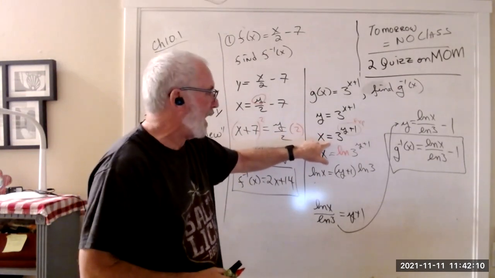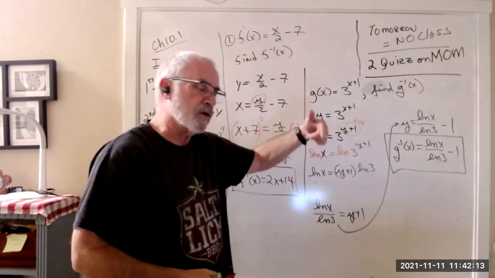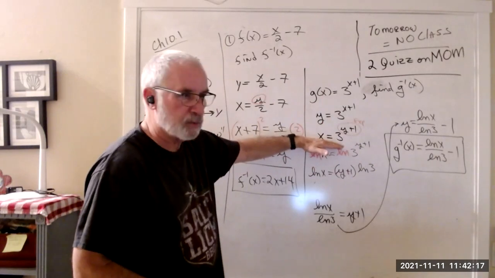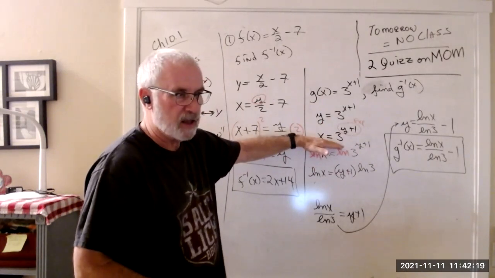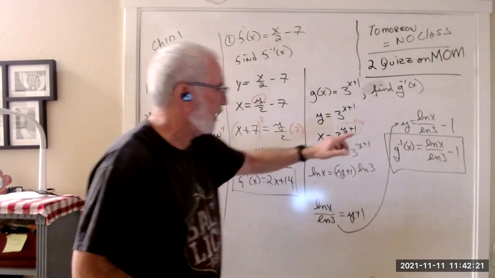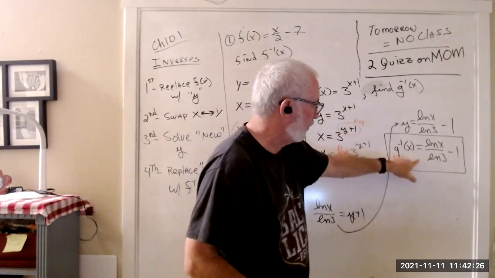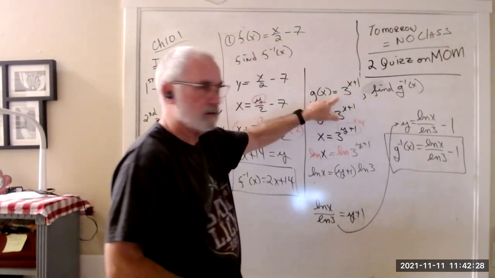But this goes back to what we learned in 10.5. How to solve this problem for y. Take the ln of both sides. And that ugly thing that it is, the inverse of that.